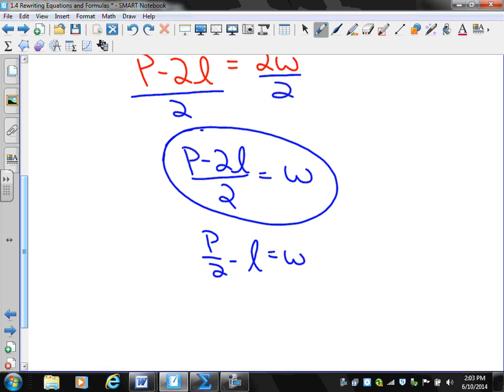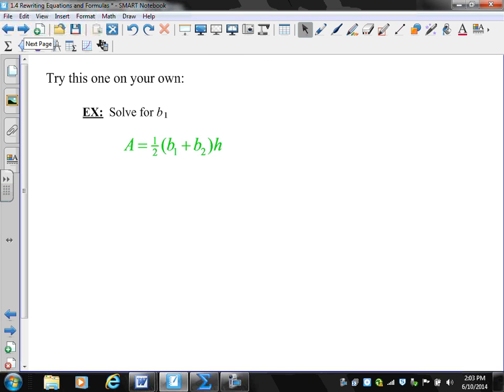Okay, hold on to this or keep this handy because we're going to use this two problems from now. We're going to come back to this idea. But first, you guys are going to get a little bit of practice trying this one on your own. So here's an equation for the area of, I believe this is a trapezoid. And I'm going to have you folks solve for B1, B sub 1. So take a moment and solve this out, and I'm going to put the solution up here.